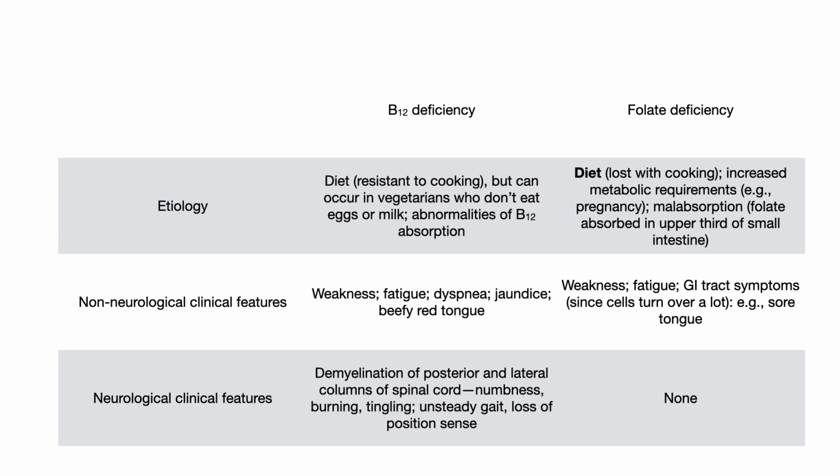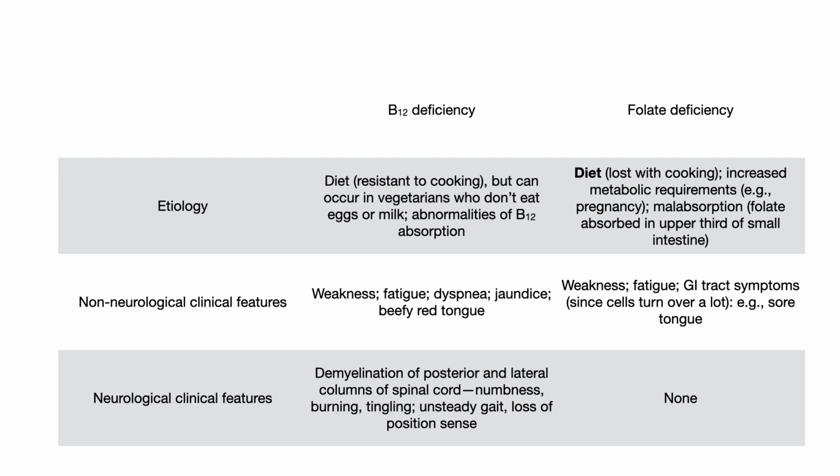So B12 deficiency, remember, has neurological and non-neurologic clinical features, whereas folate only has the non-neurologic ones that would go along with the anemia. So weakness, fatigue. It says you can also have GI tract symptoms. It's probably related to the fact that those cells turn over quite frequently, and they don't have the ability to produce the DNA as correctly, and therefore don't develop normally.